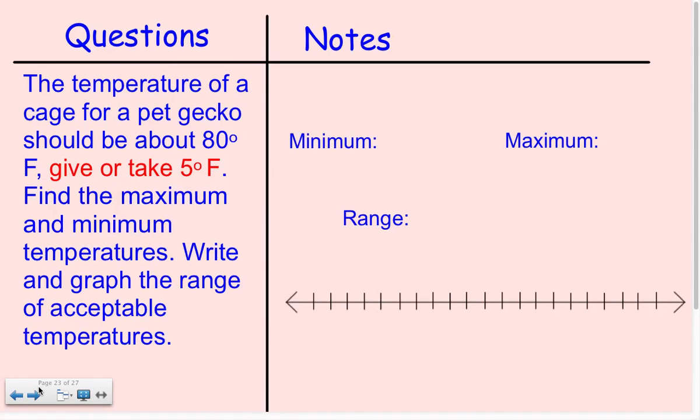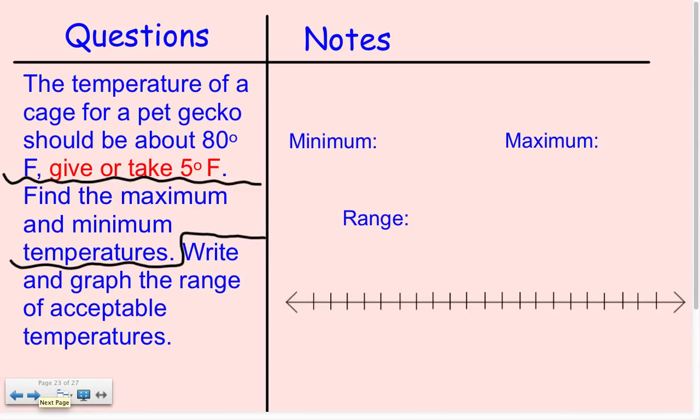Okay, the temperature of a cage for a pet gecko should be about 80 degrees Fahrenheit, give or take 5 degrees. Find the maximum and minimum temperatures. Write and graph the range of acceptable temperatures. Okay, so we've got a lot there. We've got 3 different sentences, so I'm going to break this out into my 3 different sentences.